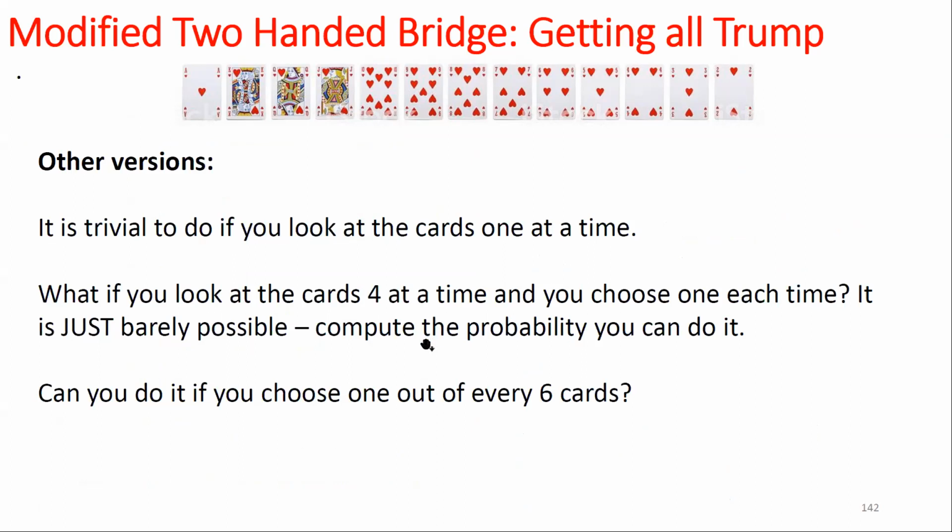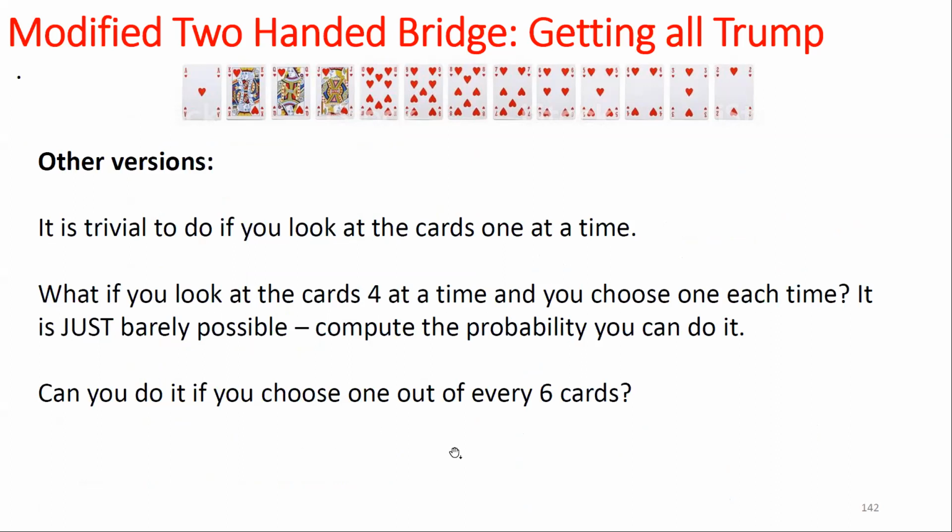It is just barely possible to get all 13 hearts. But is it going to be easy or hard? Hard. If you have even one pair of four where you have two hearts, you're dead. What if you choose one out of every six cards? Is it possible? There was one out of every four. So one out of every four was just barely doable.